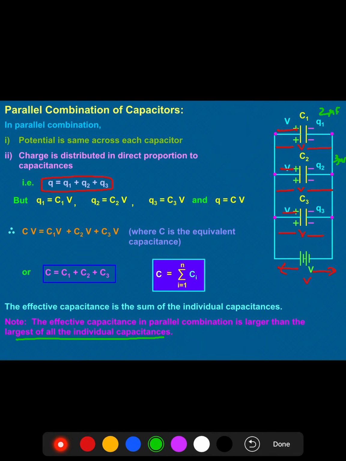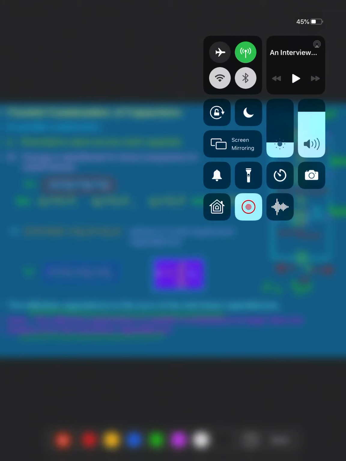Suppose this is 2 microfarad, this is 3 microfarad, this is 4 microfarad. So what will be, children, what will be the total capacitance? It will be 7, 8, 9 microfarad, the addition of all the three. Okay, so in parallel combination we have to just add it. So the effective capacitance is the sum of individual capacitances.